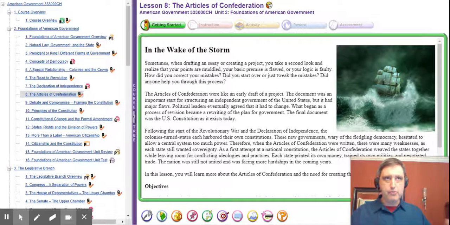Well, if that government was really weak, who had all of the power in the Articles of Confederation? Well, that would be the state governments. All right. And we talk a little bit about why it was set up that way. But each state was essentially an independent country, more or less. Each state had its own constitution. Each state had its own army. Each state printed its own money.